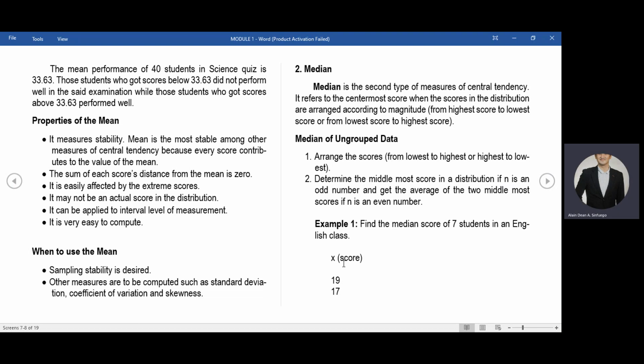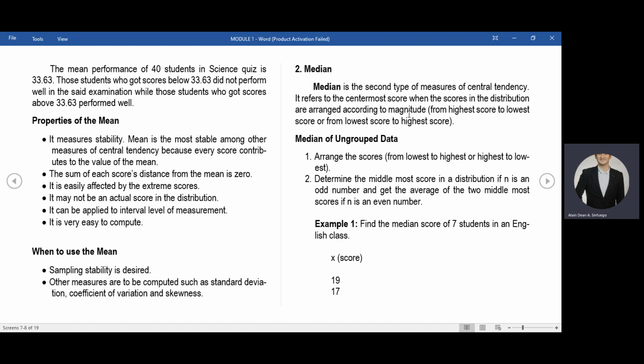The second measure of central tendency is the median. Again, it refers to the centermost score when the scores in the distribution are arranged according to magnitude. When we say magnitude, it could be from highest to lowest score or vice versa, lowest score to highest score. Of course, for the median of ungrouped data, you simply arrange the scores from either highest to lowest or lowest to highest. You can determine the middlemost score in a distribution if n is an odd number, and get the average of the two middlemost scores if n is an even number.